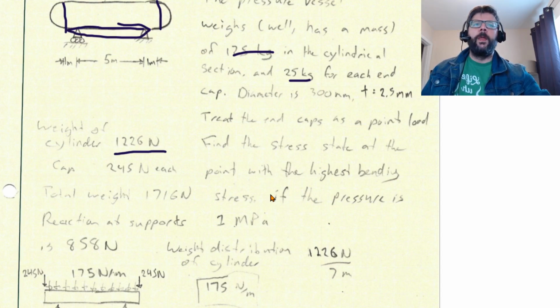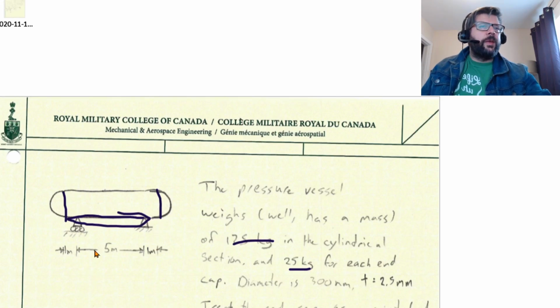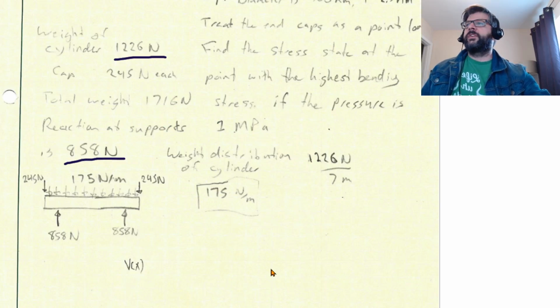So that gives us a total weight of 1,716 newtons, which means that our reactions at the supports are going to be half that, 858 newtons. We can just tell that because it's symmetrical. We don't need to do much more analysis beyond that. By inspection, we know it's going to be symmetrical there.